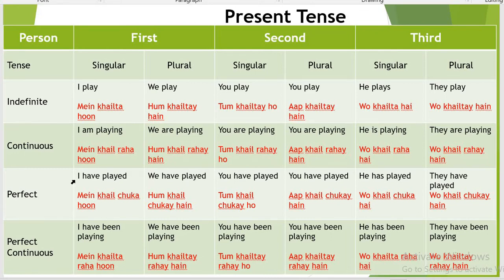Now let's move to the present perfect tense. The present perfect tense is the one where something has just finished happening. It has culminated or it has finished. So, taking the same example of playing, I have played: मैं खेल चुका हूँ. Here you see, चुका हूँ or चुके हैं is how the Urdu sentence finishes.